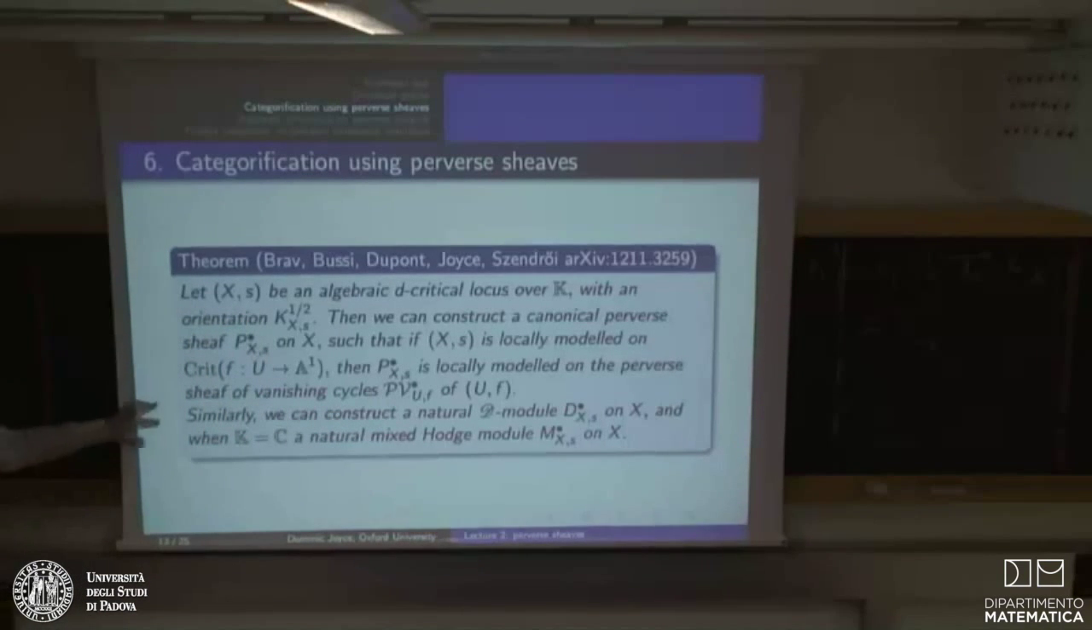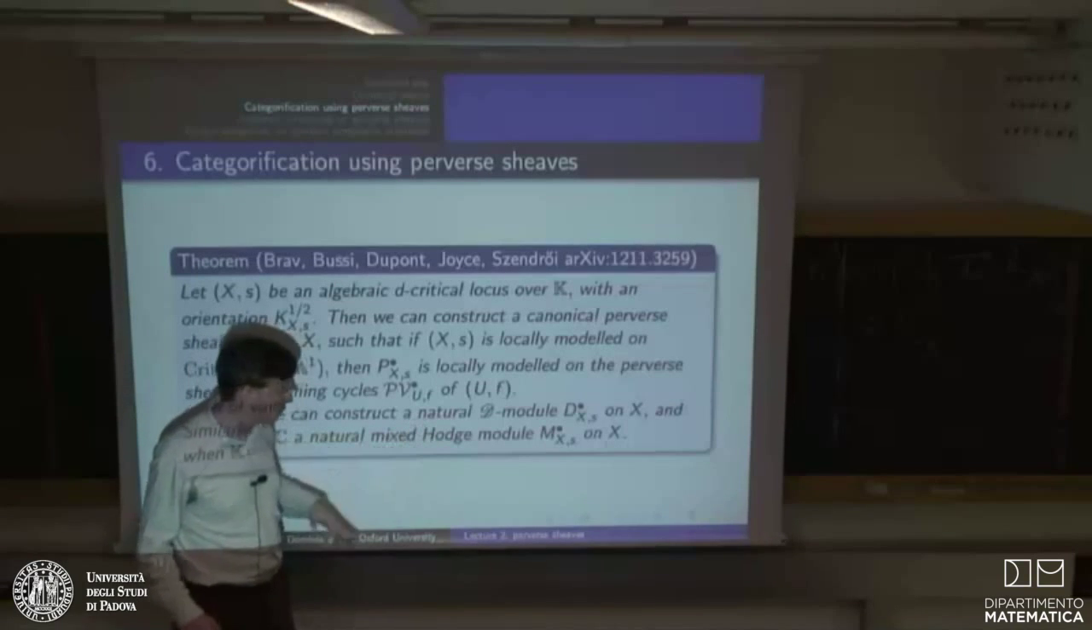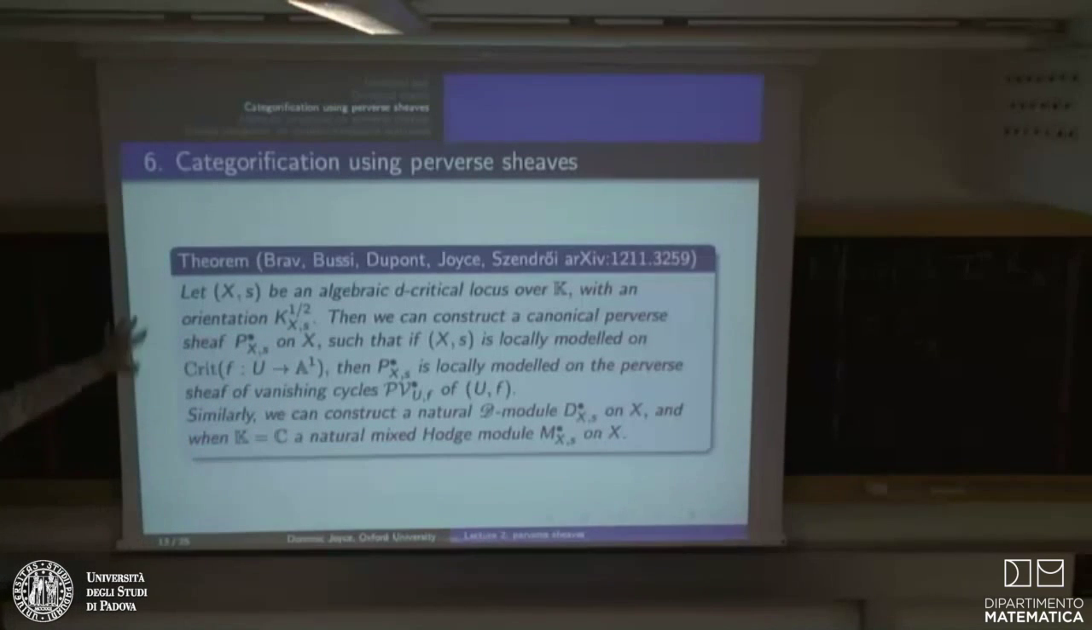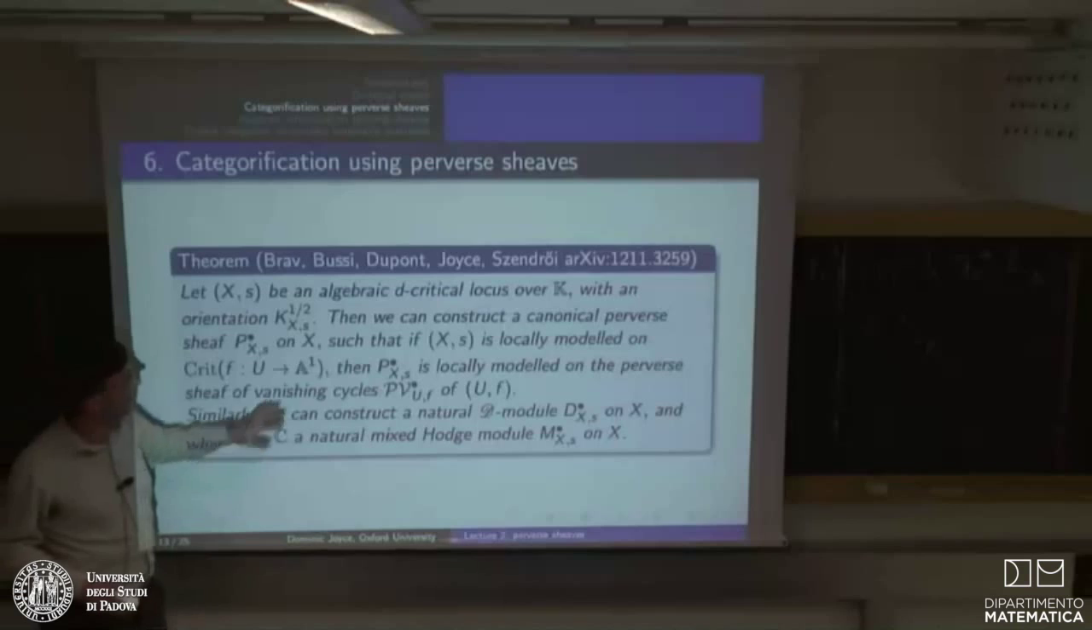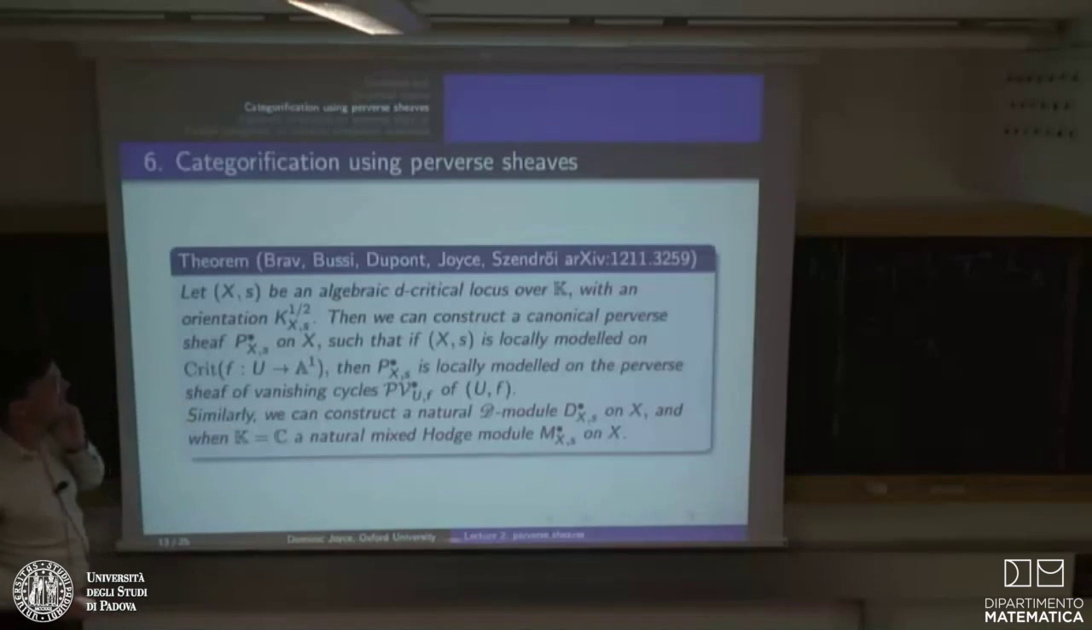So in exactly the same way, the same construction works for D-modules, and if the field is the complex numbers, then for mixed Hodge modules. Basically, we're using just a general package of properties of perverse sheaves, the six functors, or probably only one or two of the six functors, and in particular the vanishing cycle functor and its properties.